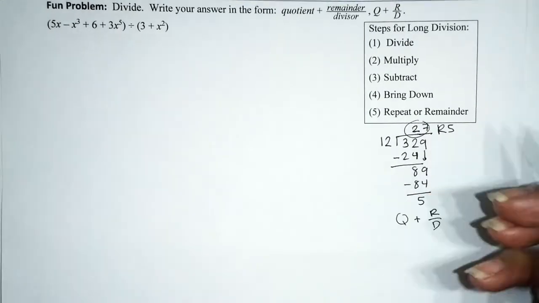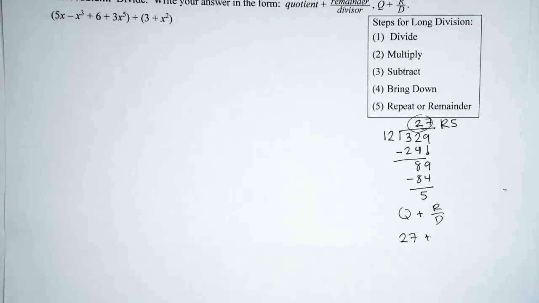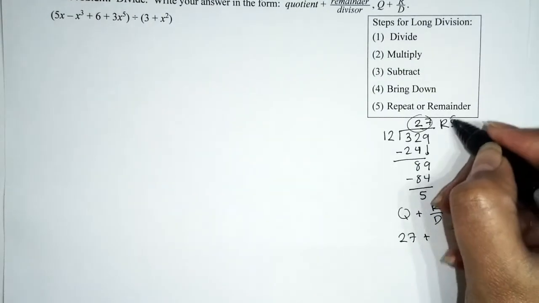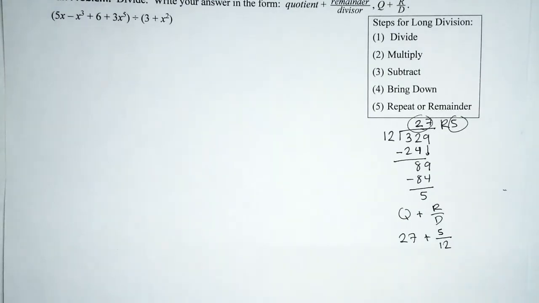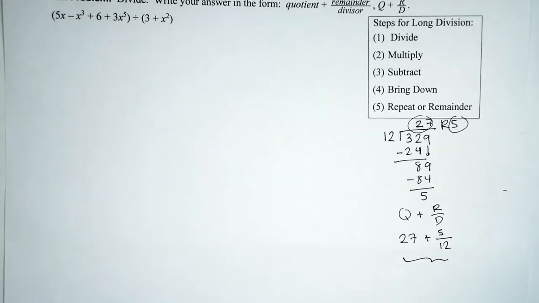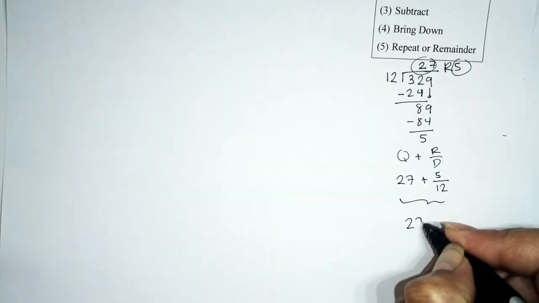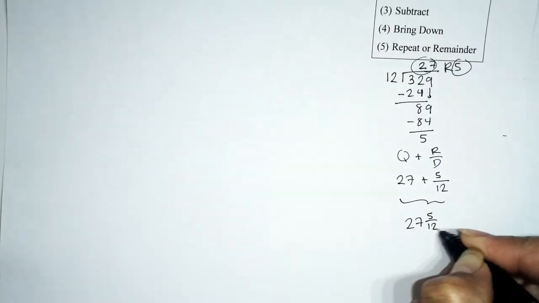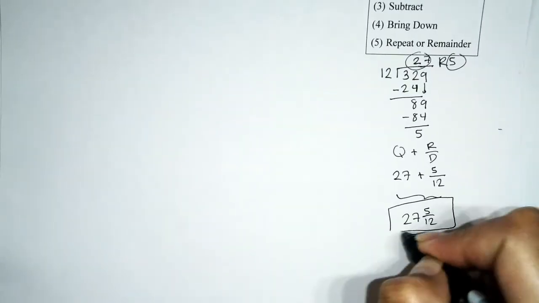So the quotient is 27. And then we're going to add to it the remainder in fraction form. The remainder is 5. We divide it by 12. So I guess we can write this as 27 plus 5 twelfths. But we can write this as a mixed number. Yeah, so that will be 27 and 5 twelfths. We wouldn't be able to do that with polynomials, but for this problem we can.